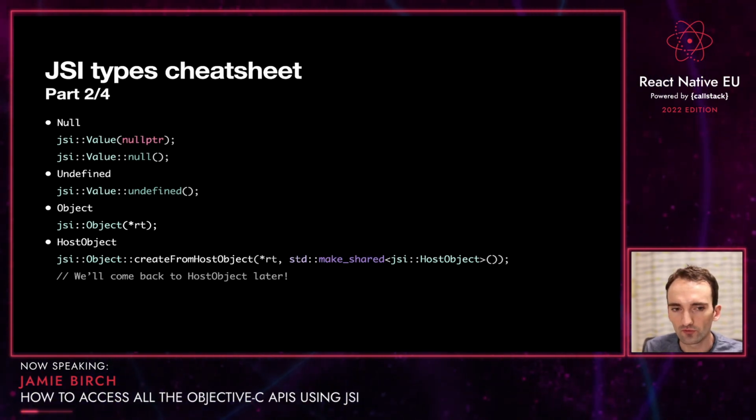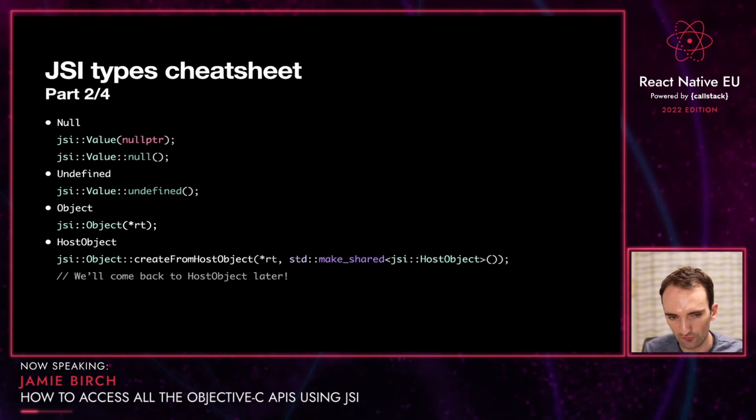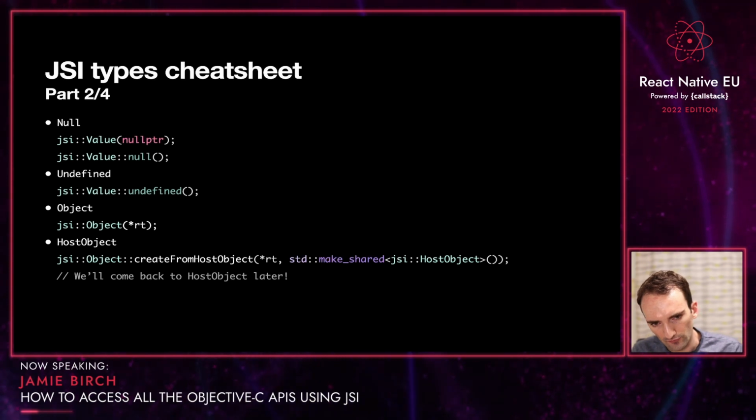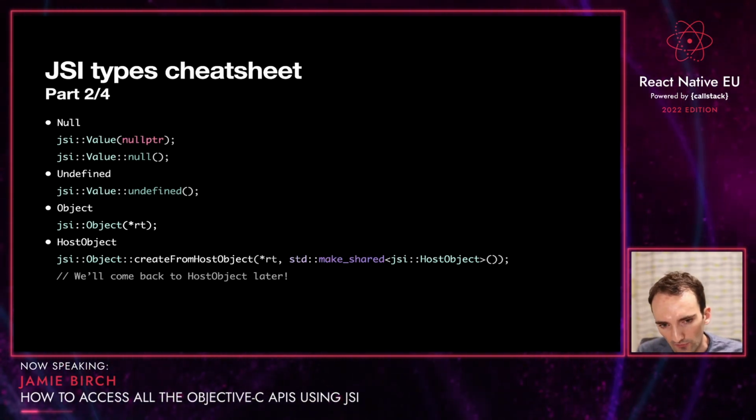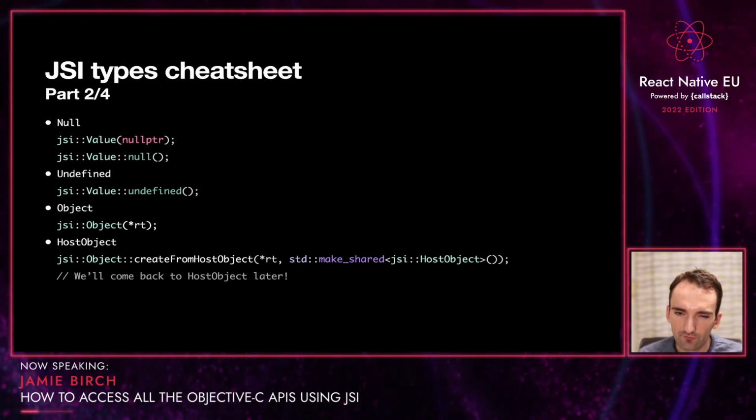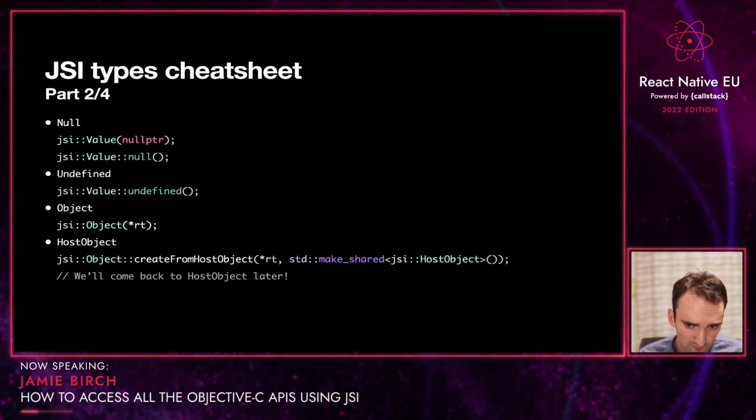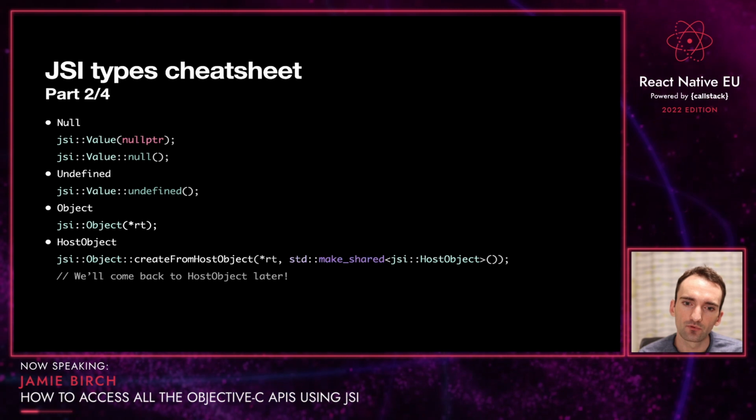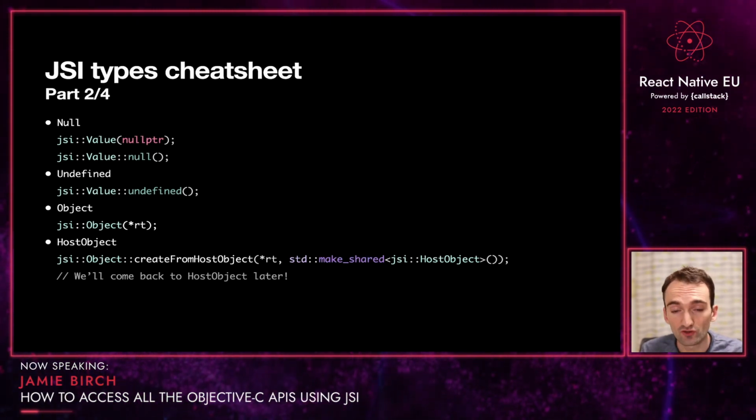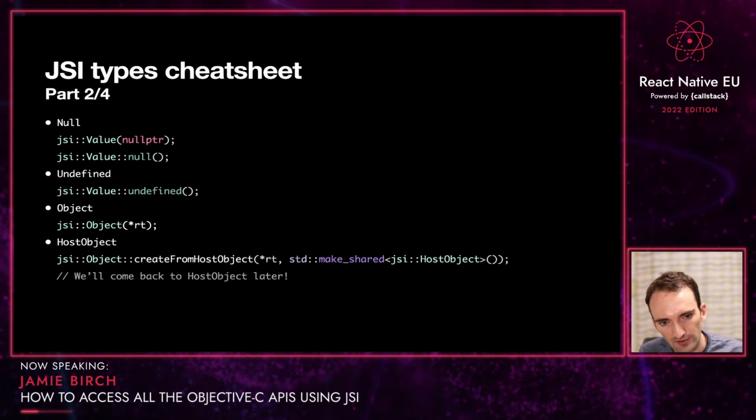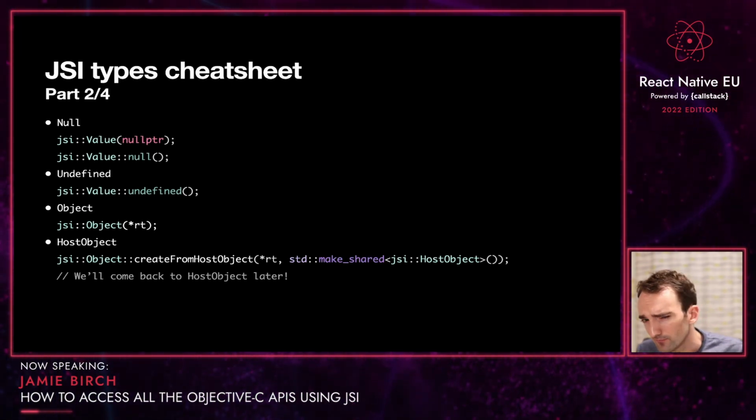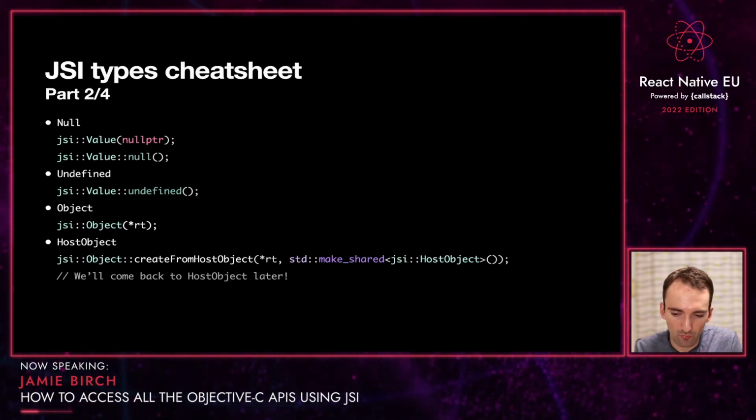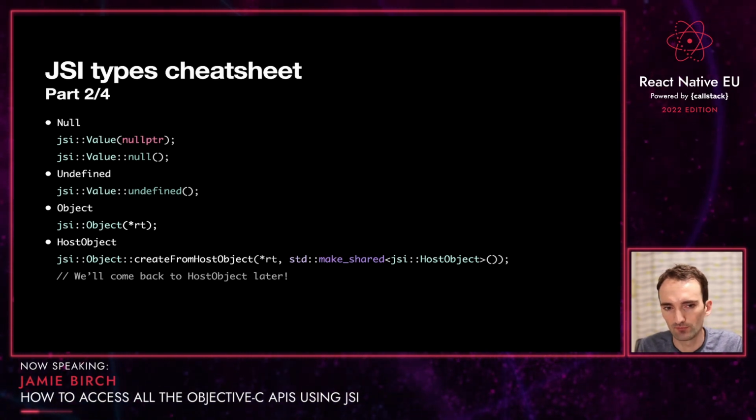Object, you use the object class instead, and you pass in a pointer to a runtime and dereference that. Host object, a bit more complicated. You ask for create from host object method. You pass in the runtime pointer, dereference it, and then finally, this looks a bit alien, but we're going to create an instance of a host object and wrap it with a shared pointer. And yes, it's alien, and we'll come back to it later. Also, make shared, shared pointers might not be the only way to go about this, but one way will do, right? Memory management in C++ is a big topic.